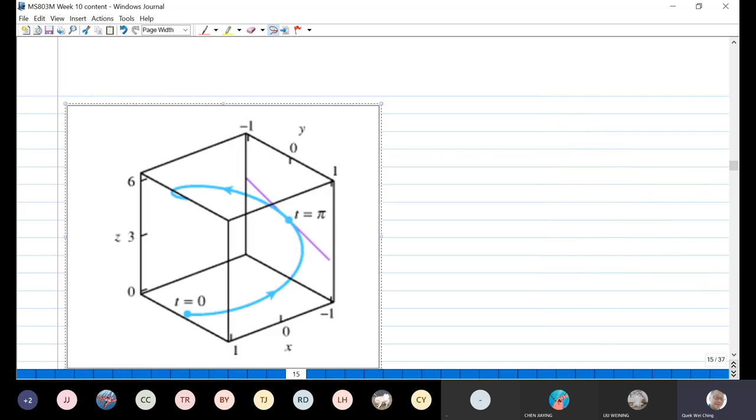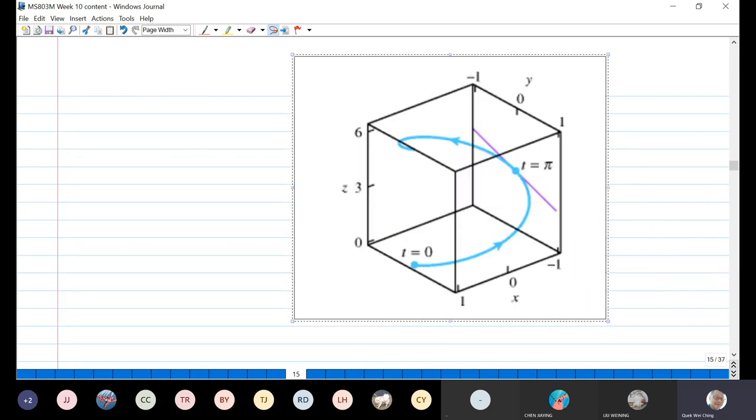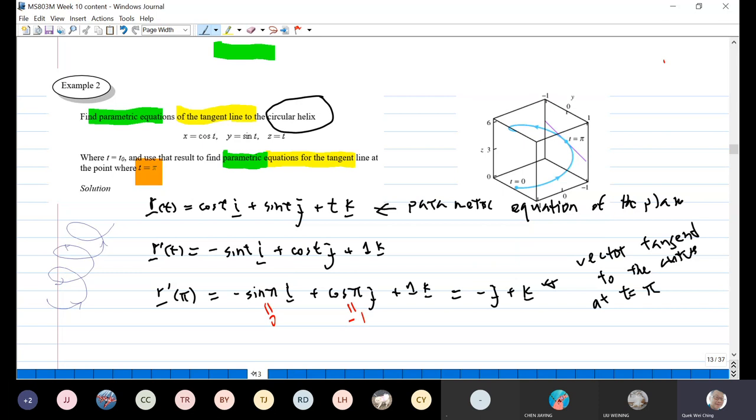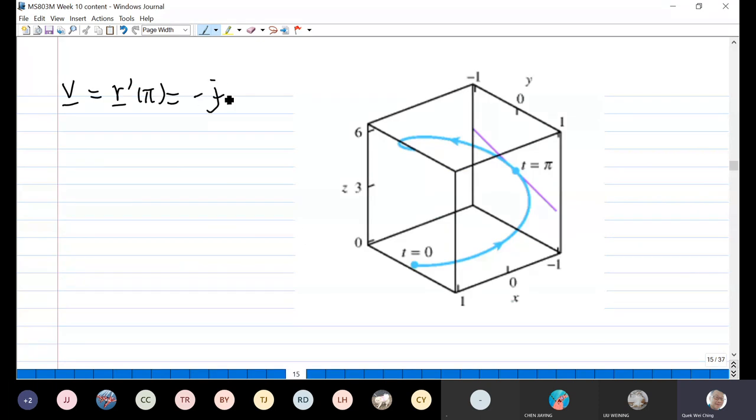I already know the direction of the tangent vector is r prime pi, which is v here. We find that r prime pi is equal to minus j plus k. So this direction is actually the direction of minus j plus k.